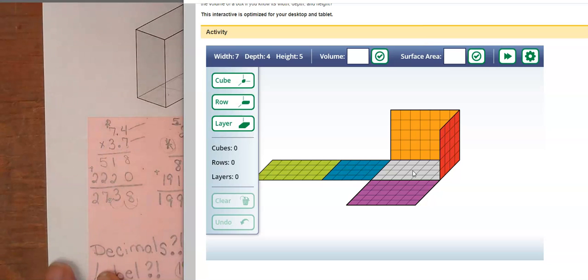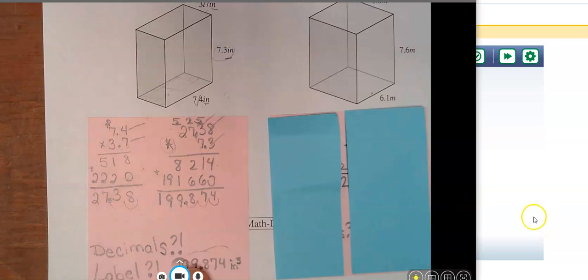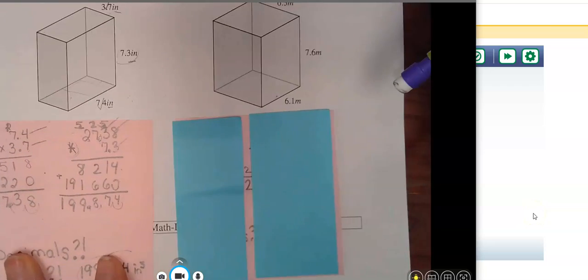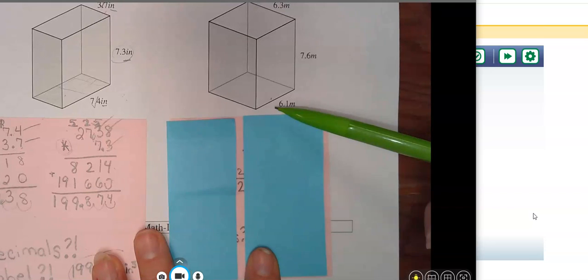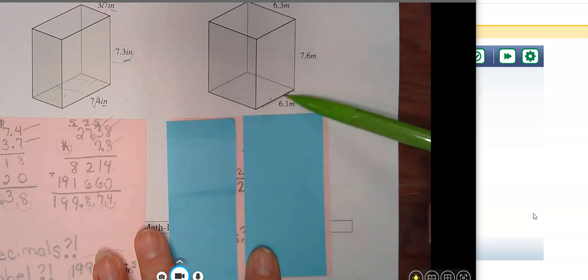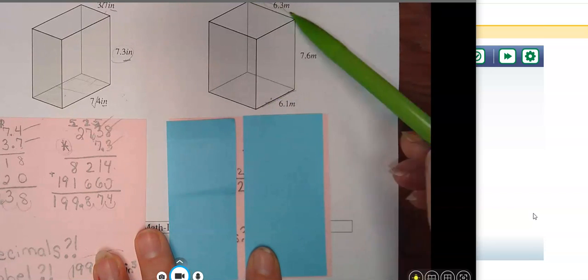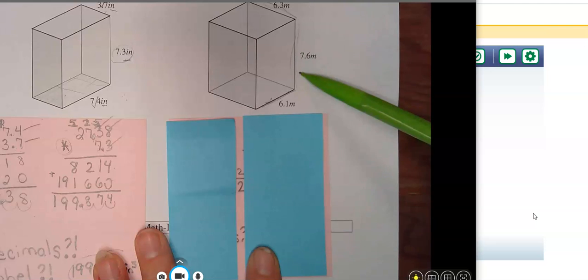We're going to do another practice one, and then you will need to do 2 problems on your own as the assignment. Here's the other practice one. So we have the length down here, we have the width up here, and we have the height along here. It gives us those measurements.